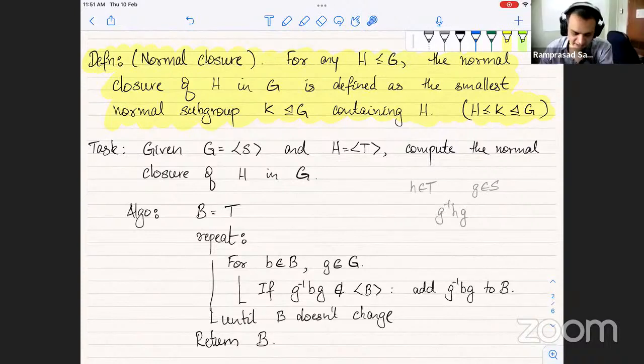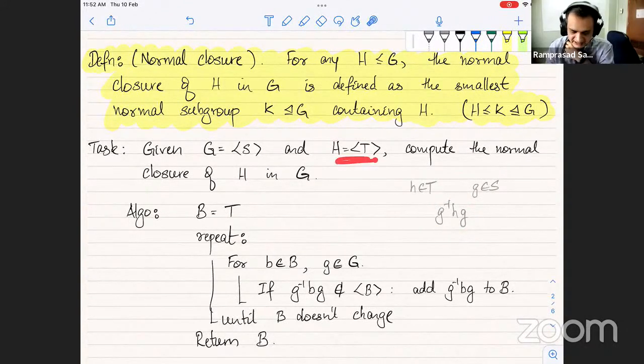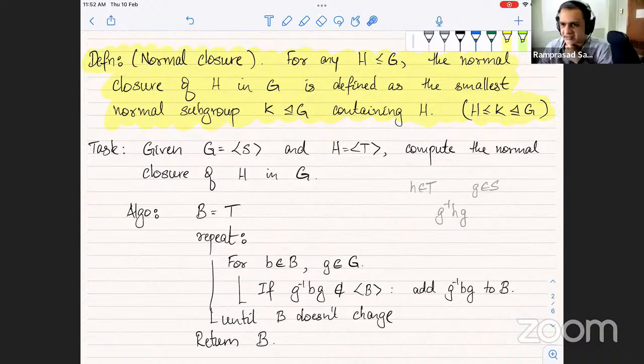What is not clear to me is the following. Let's say we start with T, and we notice that G inverse HG is not present inside this subgroup H. We can check this by a membership test, and then we add it. But the point is, now I've added a new element. Maybe there are new conjugates that I have not found yet.